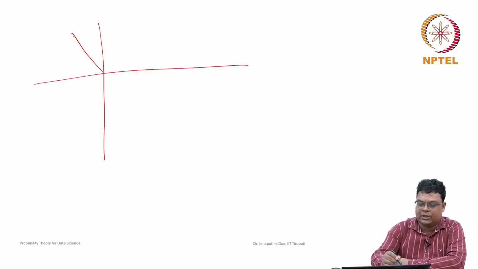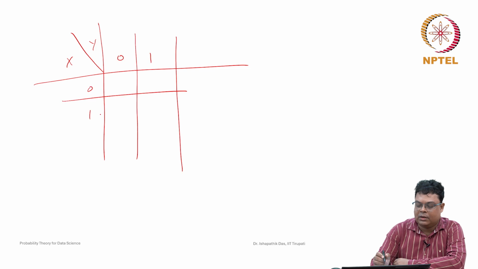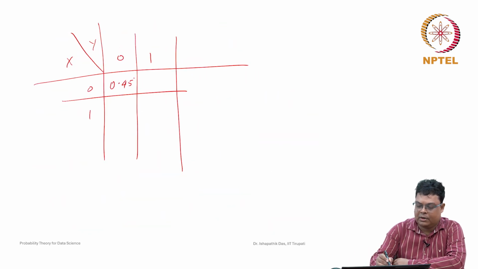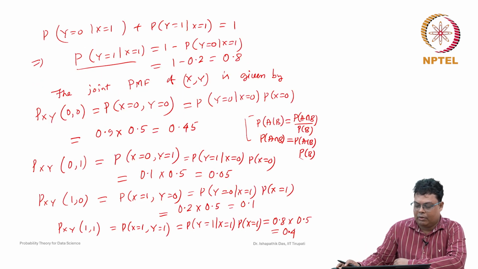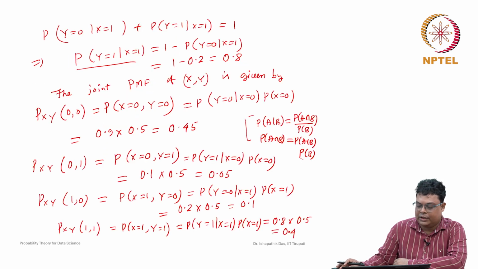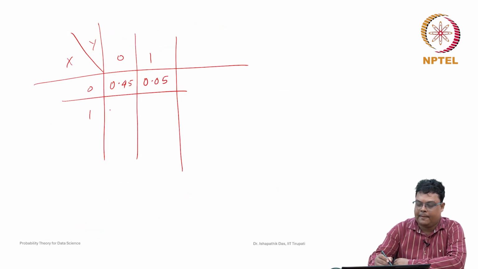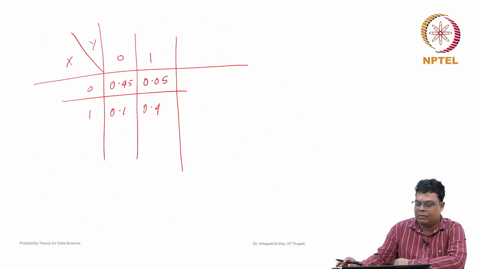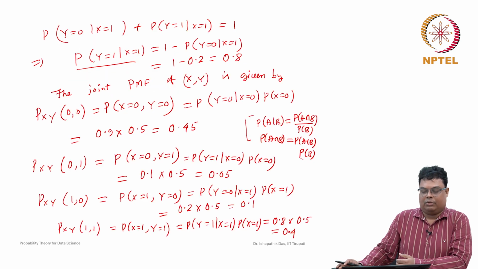Suppose this is x, this is y, with values 0 and 1. Then x equal to 0, y equal to 0, this probability is 0.45. x equal to 0, y equal to 1, is 0.05. x equal to 1, y equal to 0, is 0.1. And x equal to 1, y equal to 1, this is nothing but 0.4. It is just for clear visibility, so we represent it in this way.